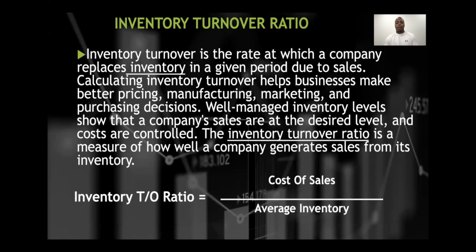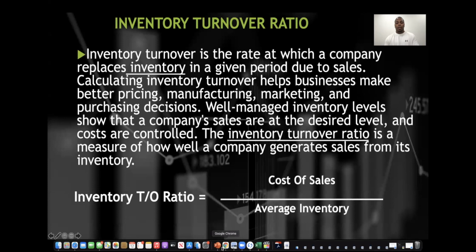Well managed inventory levels show that a company's sales are at the desired level and costs are controlled. We want to know that we got a great cost on something, and we're selling it for a specific price, and that we got a great margin, and we're learning how to scale, right? Based upon how well our sales are, how well our inventory continues to turn over, right? And the inventory turnover ratio is a measure of how well a company generates sales from its inventory. So how do we figure out inventory ratio? We take the cost of sales and we divide it by the average inventory.